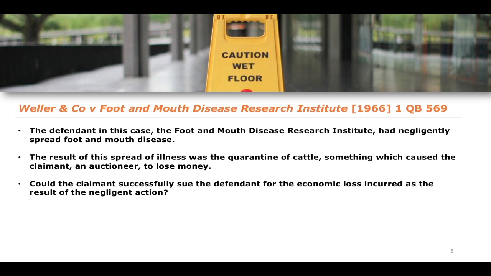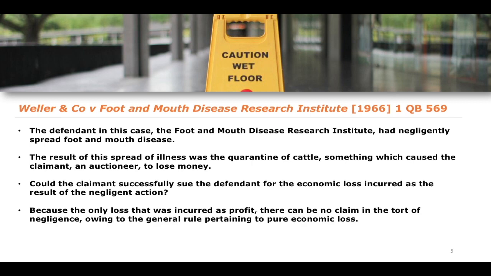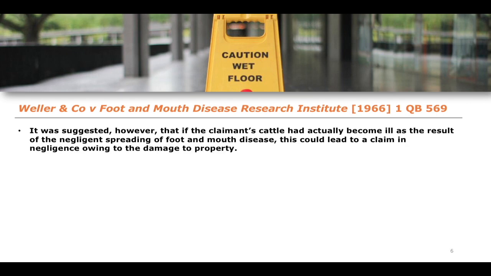The only thing that was lost was the ability for the auctioneer to make money. And because the loss was only loss incurred to profit, there could be no claim in the tort of negligence, because this would have represented pure economic loss. If there had been damage to the cattle, if the cattle had actually caught foot and mouth disease, then there might have been a claim, because that would have represented damage to property, and then there would have been the death of cattle, which would have led to a loss in money, which could have represented consequential economic loss. But because there was no damage to the property, they just had to be quarantined for a bit, and the auctioneer lost money because they couldn't sell that property. Then there was only ever pure economic loss, and so there was no claim.